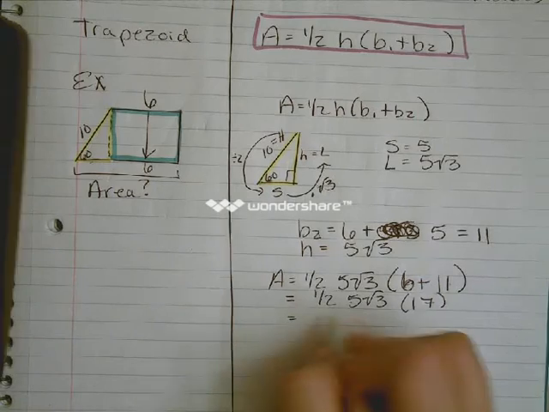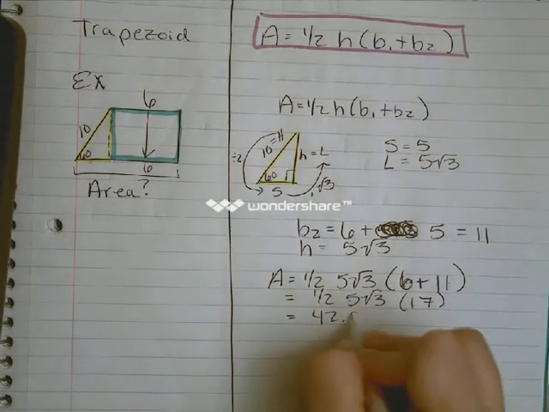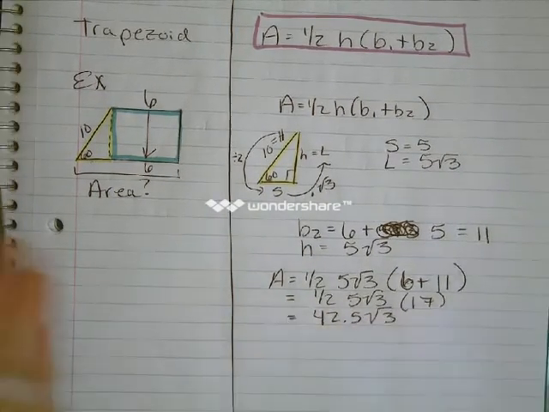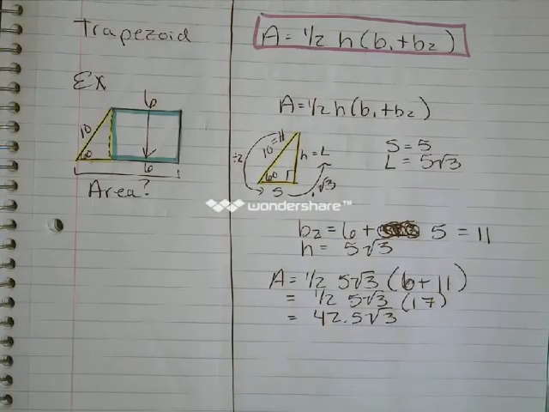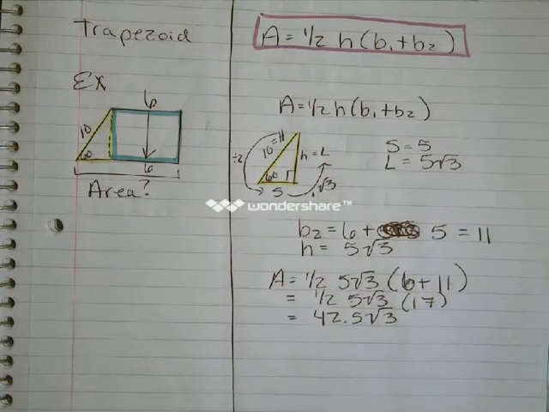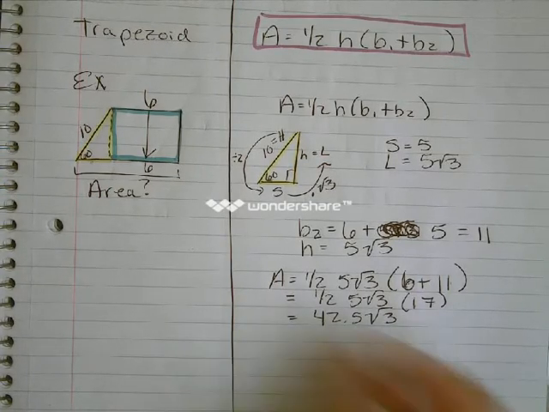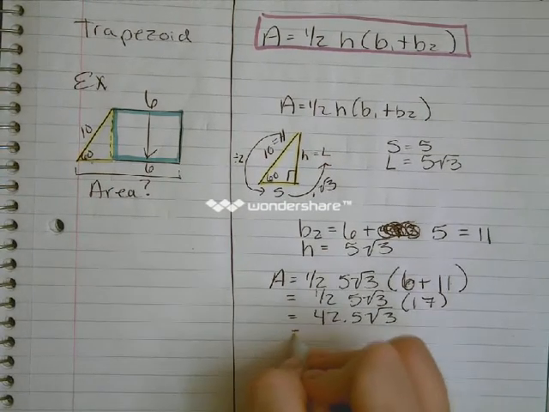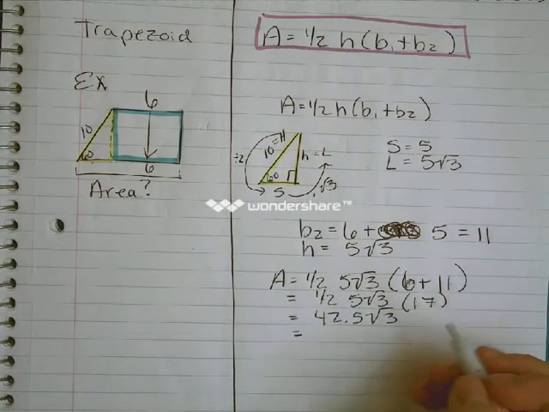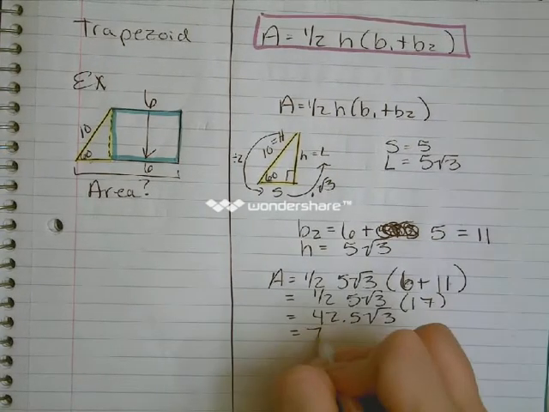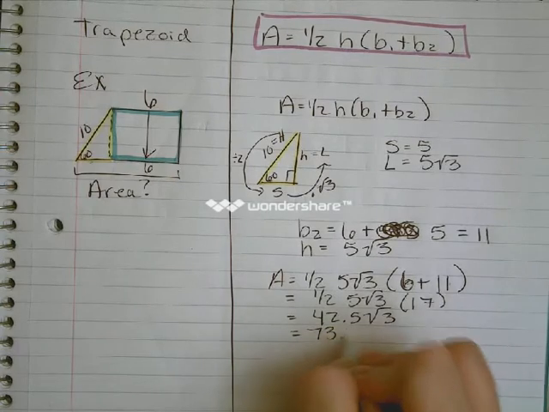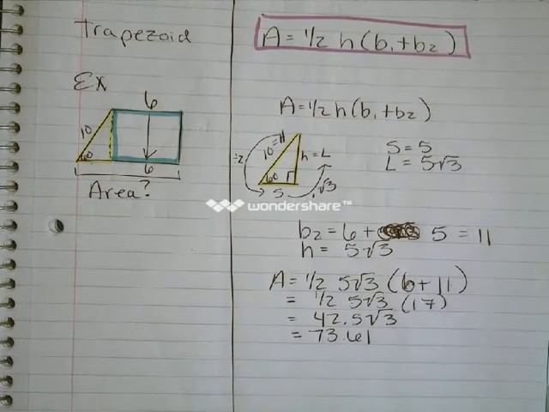42.5 square root 3. Remember, you always leave the square root alone. You multiply everything outside the square roots, and you multiply anything inside the square roots, but you don't combine them when you're leaving it in simplest terms. Again, for my regular kiddos, if you're putting this into the calculator, you should have gotten 73.61. So there's an example of how you could use special right triangles.